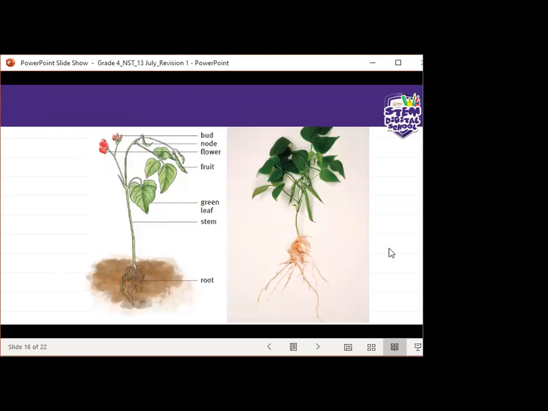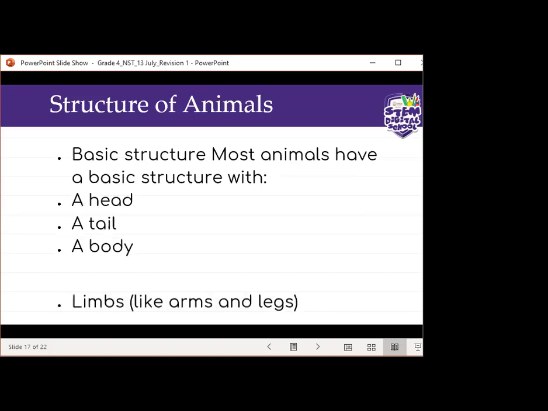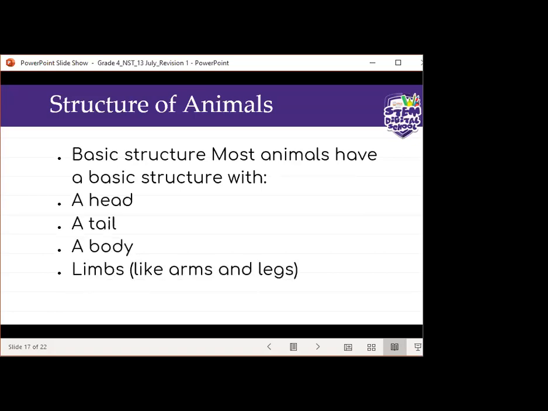All right. Okay, so guys, animals also have a basic structure. Most animals' basic structure has a head, a tail, a body, and limbs, more like arms and legs, and they also have sense organs.